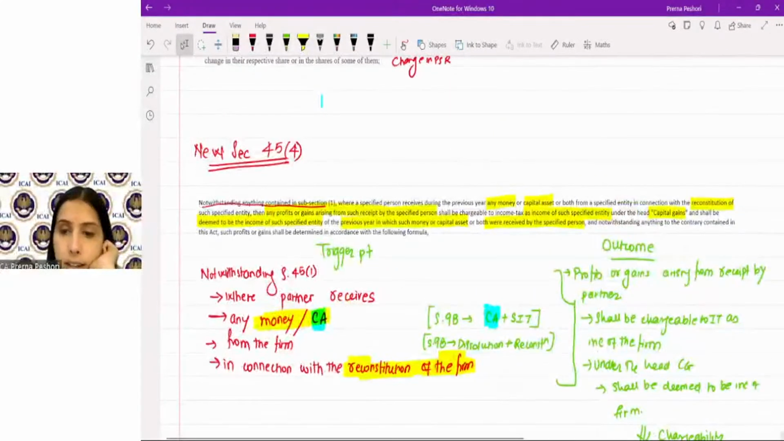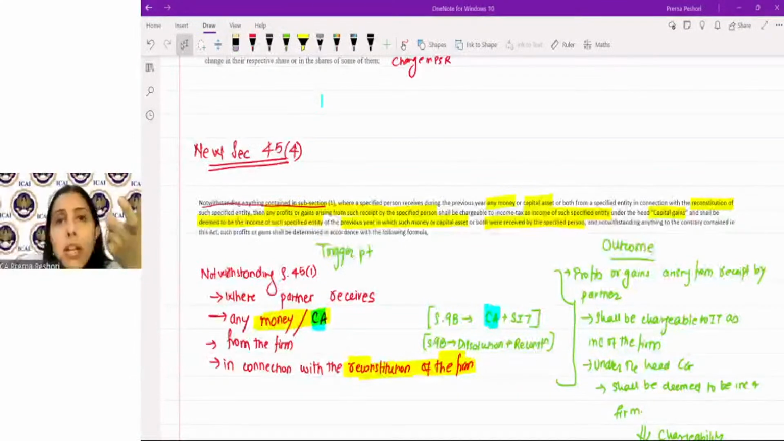Ma'am, we are still not able to understand. What is the difference between 9B and 45.4? Is that your question? Absolutely yes, right? Because you can clearly understand that 9B is not covering money and 45.4 is not covering the stock in trade. Under 9B the event is dissolution and reconstitution, whereas under 45.4 the event is only reconstitution. But ma'am, why two sections? This is what your question must be. What is the logic? What is happening? We are still not able to understand, correct? So let me make it very simple for you. Be very attentive and very careful to what I'm saying. This is very important.